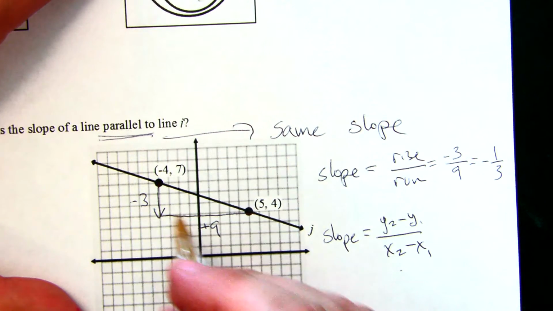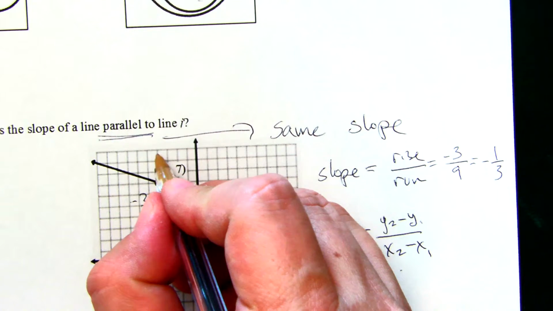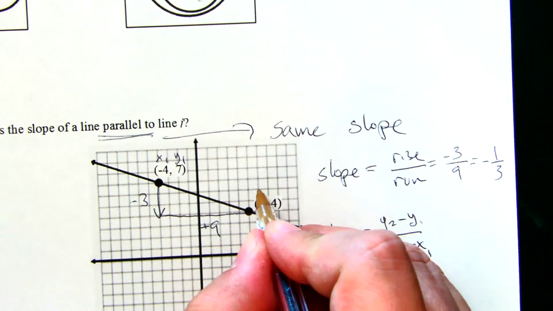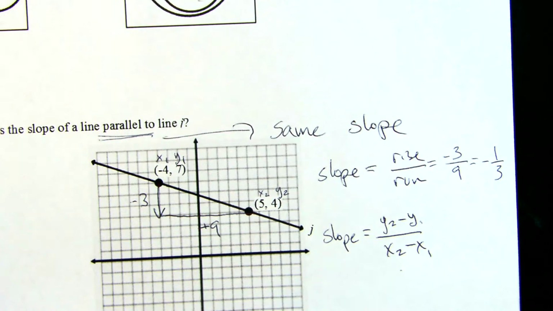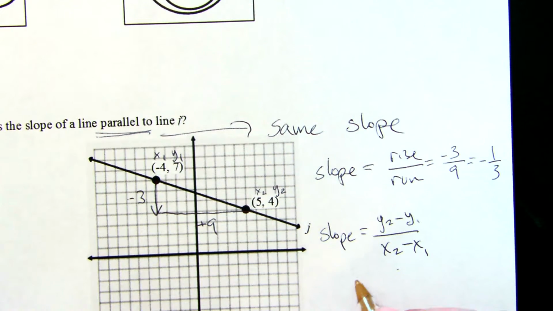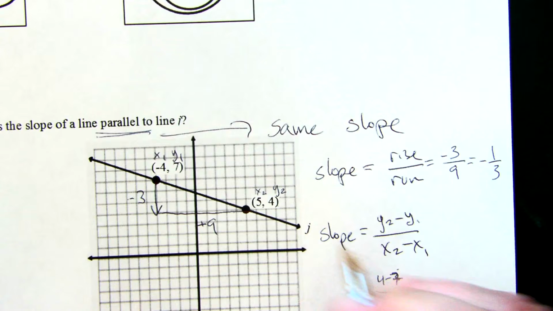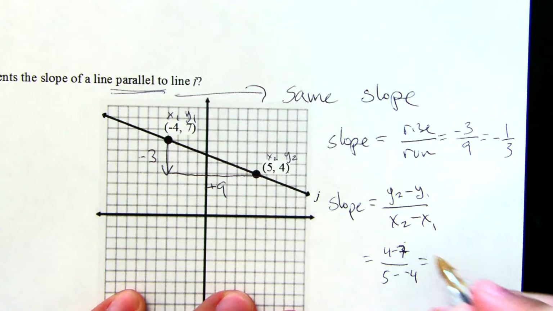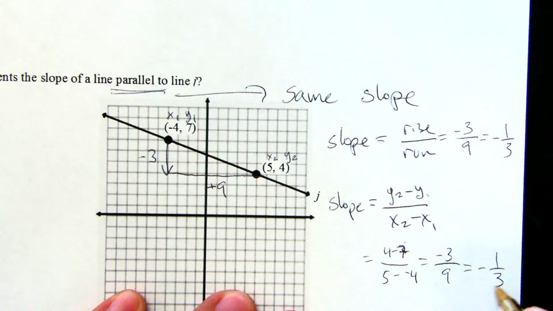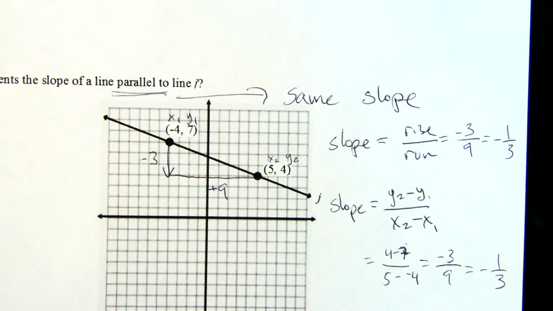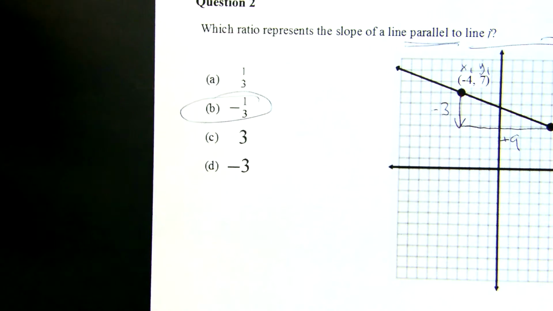If I did it the y2 minus y1 over x2 minus x1 way, I can just call this x1, y1, and this x2, y2. Doesn't matter which one's the 2, which one's the 1. I would get 4 minus 7 over 5 minus negative 4. Alright, 4 minus 7, negative 3, over 5 plus 4, positive 9. Again, that's the same as negative 1/3. Obviously, you get the same answer either way, negative 1/3. And so notice that none of the answer choices are negative 3 over 9, so you're going to have to simplify that. Alright, let's go on to the next page.